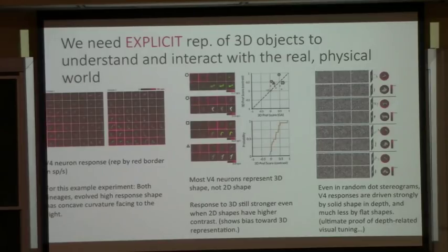Basically, from the start of his lecture he talks a lot about 2D images, but to make sure that this is an explicit representation of 3D, because that's what you're viewing in the real world, he moves to showing these 3D images that the V4 neurons actually respond to. The red border shows spikes per second, the response of the neuron. And you can see that for both lineages, you evolve a high response shape, which has a concave curvature facing to the right. If you look at the ones in the bottom left corner, you can see that concave curvature. So that's the tuning of these particular V4 neurons that they're testing.